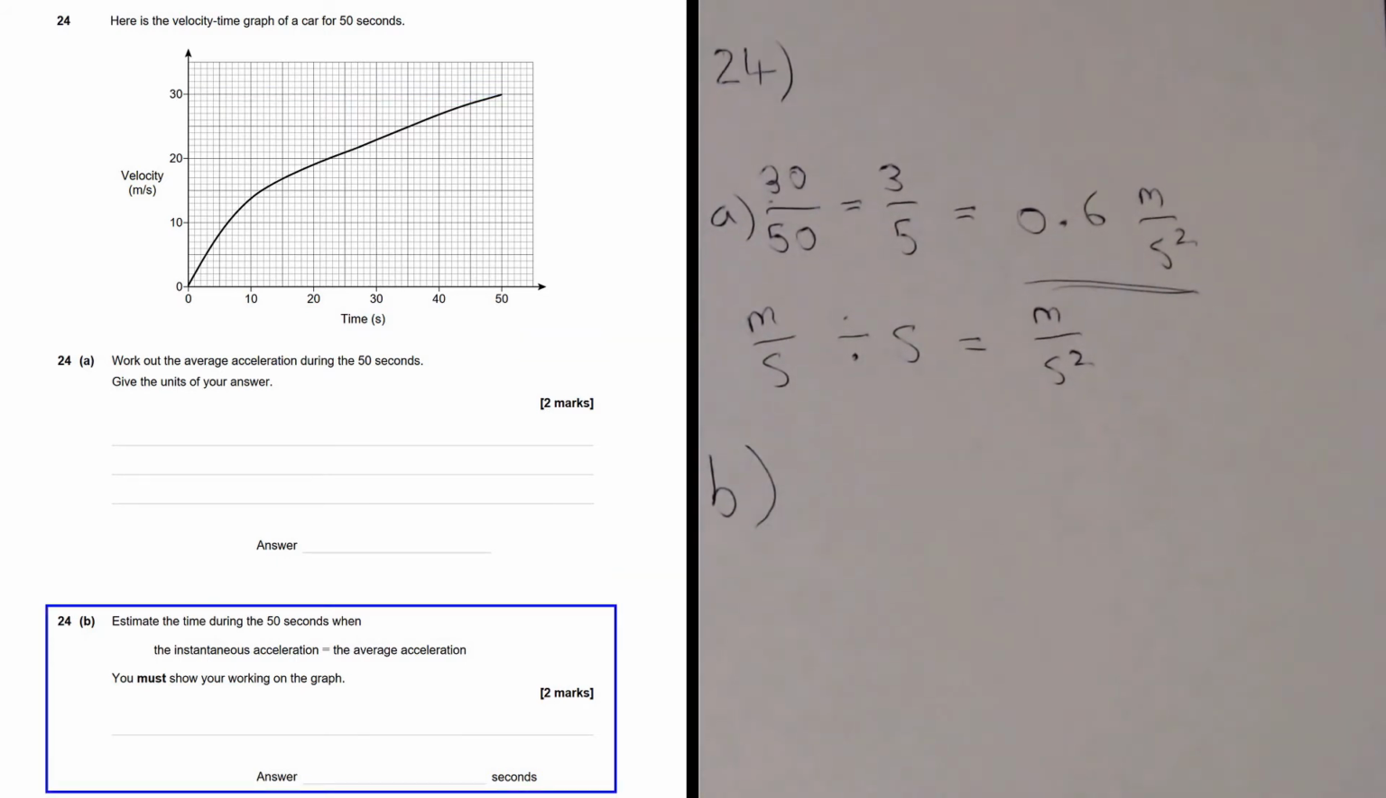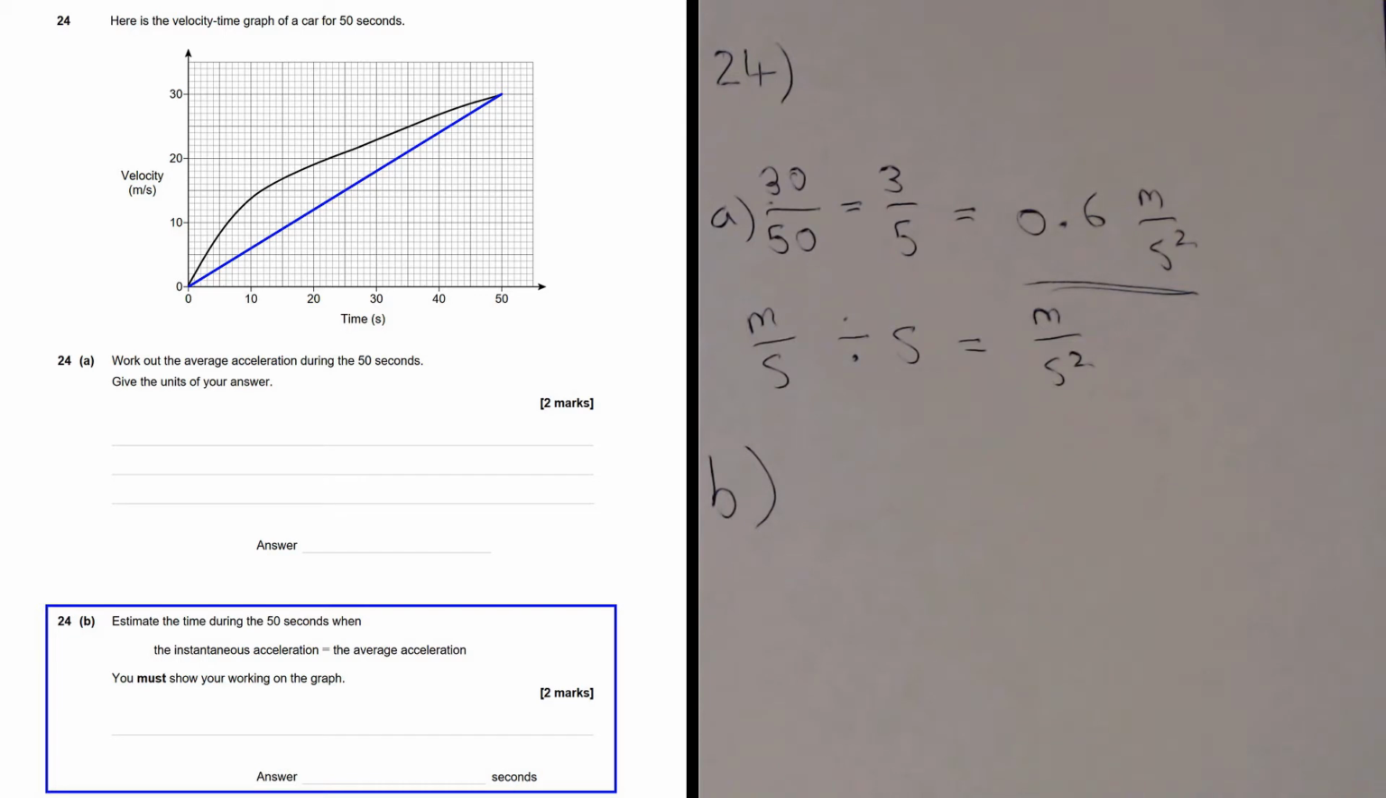If we now have a look at part B, we've been asked to estimate the time during this 50 seconds when the instantaneous acceleration equals the average acceleration. By instantaneous acceleration, we're referring to the gradient of the line at any particular point. So what I would first do is draw the chord from (0, 0) to (50, 30). This is essentially what we've done in part A. We've worked out the gradient of that chord, which is the average. Now we need to find the point or points on the line where the gradient of the line matches the gradient of that chord.